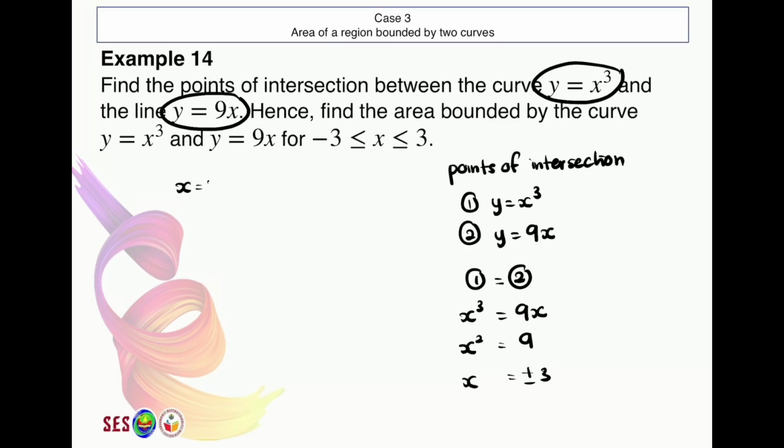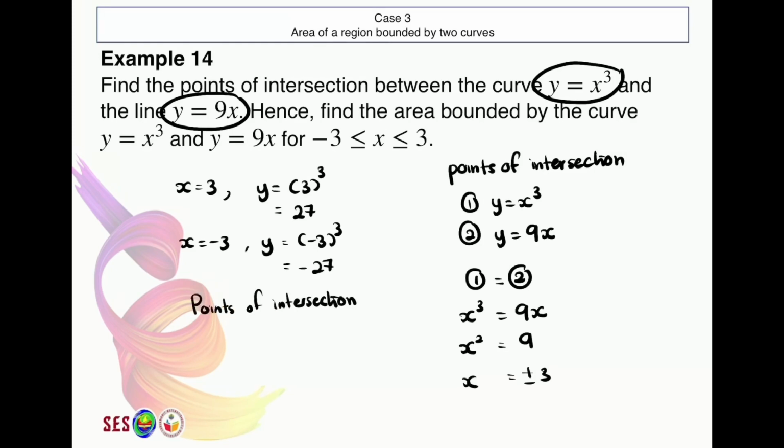So when x equals 3, y equals 3 to the power of 3, and this gives you 27. Well, when x equals -3, y will be -3 to the power of 3, and this gives you -27. So we know that the points of intersection will be at (3, 27) and (-3, -27). So we have already answered the first part of the question.